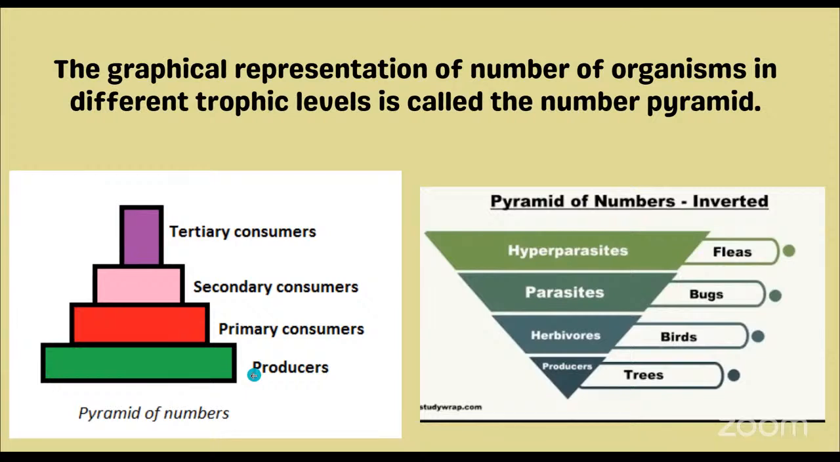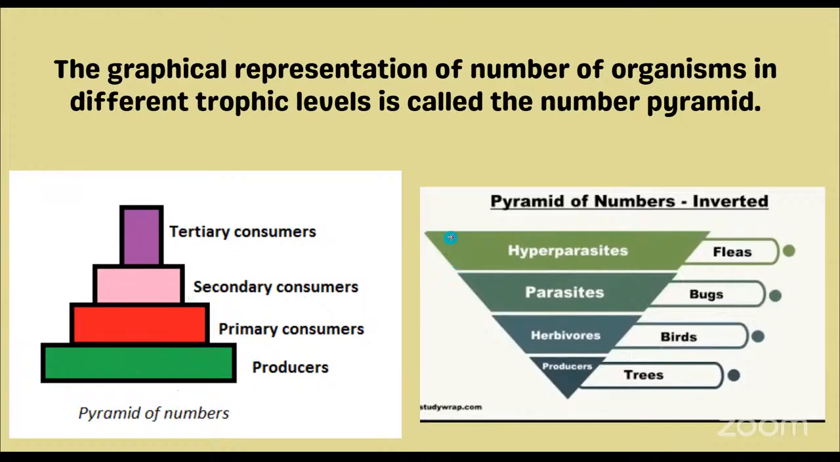Let's say grass, and then rats are going to consume them. So we have a small amount of rats compared to grass. And then let's say eagles are going to consume the rats, so we have fewer eagles. And then let's say a bigger animal like a snake is going to be eating the eagle, so we have fewer snakes. So it goes like that.